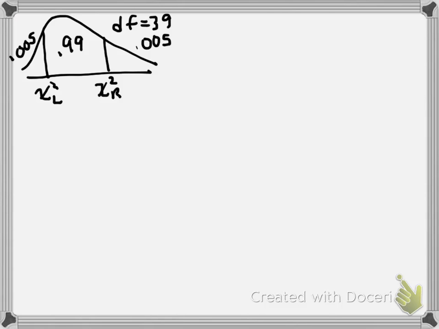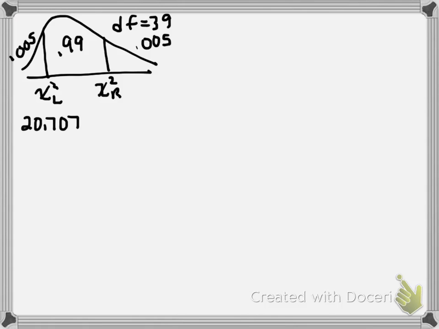And you should run into a little bit of a problem because there is no 39 degrees of freedom in the table. However, 39 is very close to 40, so we're going to use 40 degrees of freedom along with an area of 0.995. And then you should find that chi-square on the left is 20.707.